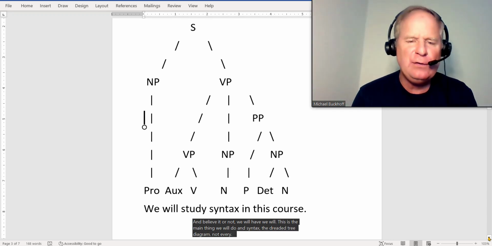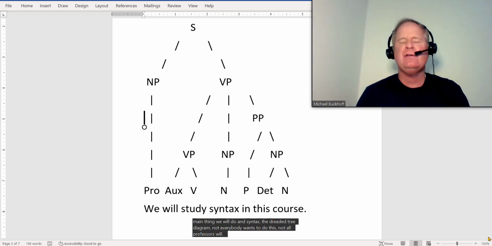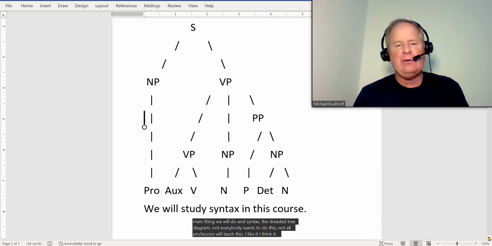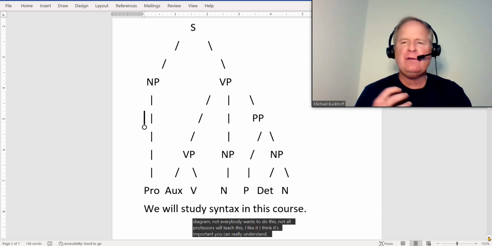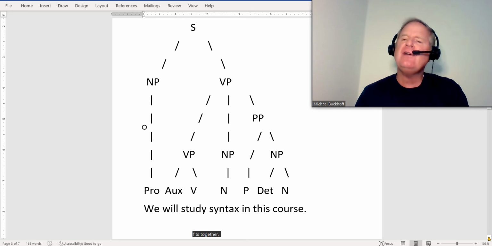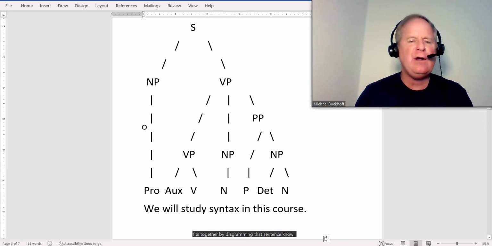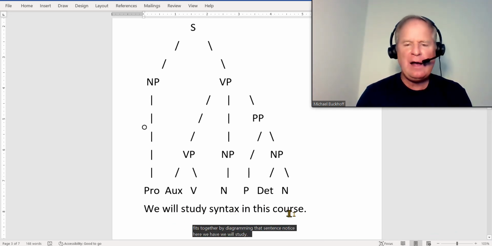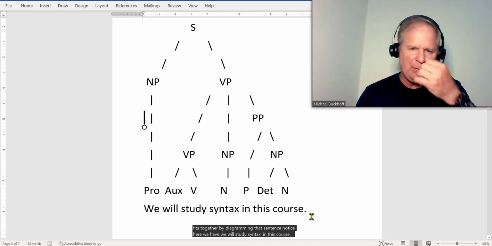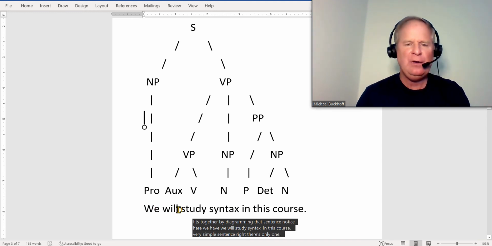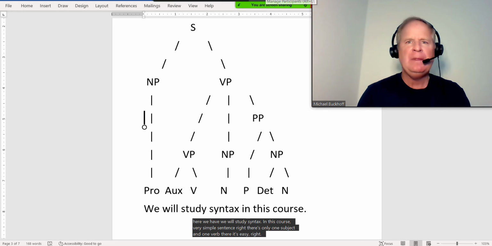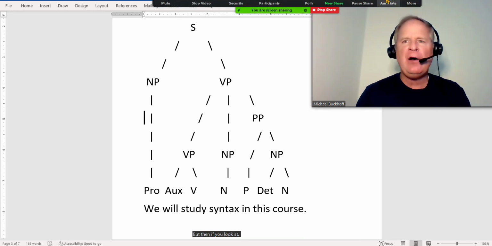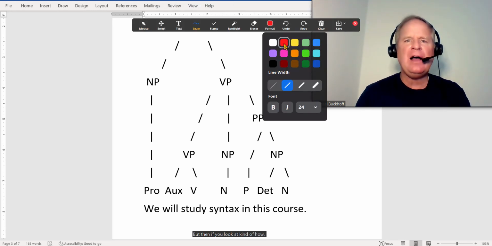Not everybody wants to do this. Not all professors will teach this. I like it. I think it's important. You can really understand how a sentence fits together by diagramming that sentence. Notice here, we will study syntax in this course. Very simple sentence, right? There's only one subject and one verb there. It's easy, right? But then if you look at kind of how I diagrammed it, right?